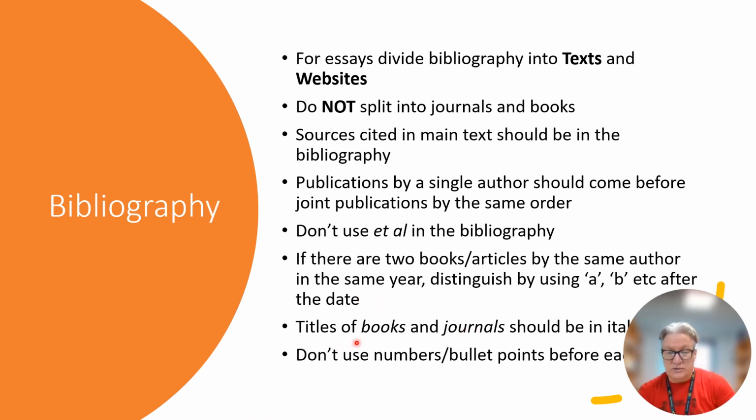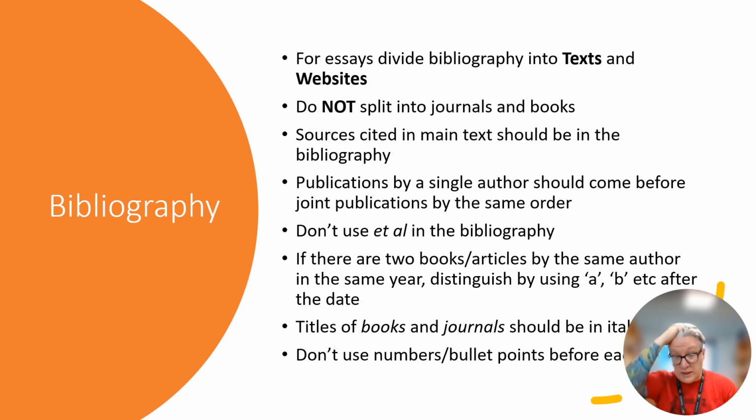And please don't number your bibliography and don't put bullet points for it. That's not the format. We don't bullet point each bibliography entry. We don't put a number 1, 2, 3, 4, 5. Again, that's something students do, and I don't know where that comes from. It doesn't appear anywhere at all. If you want to see what a bibliography looks like, just open any kind of academic book. They've all got them in them, and you can see what one looks like. That will give you an idea of what the format is.